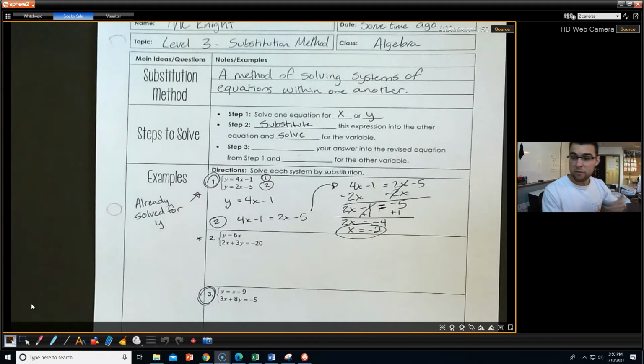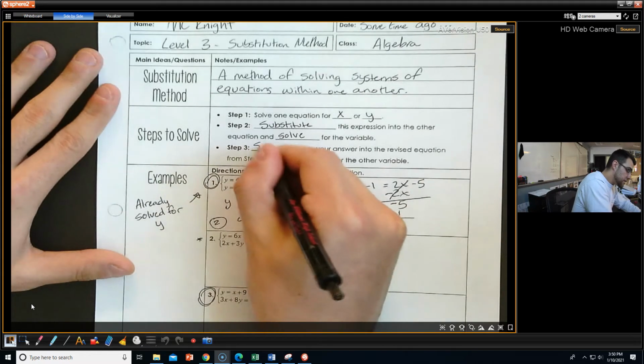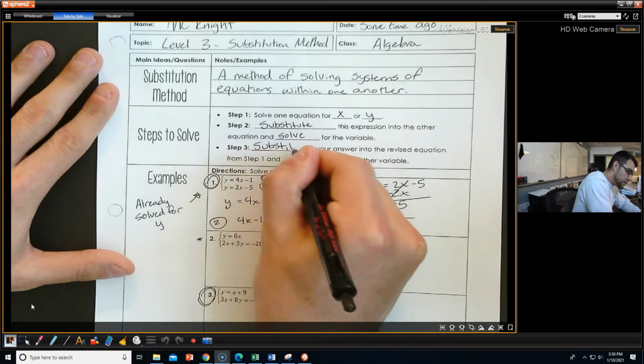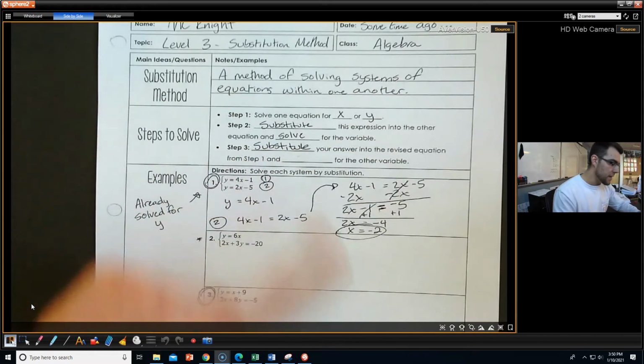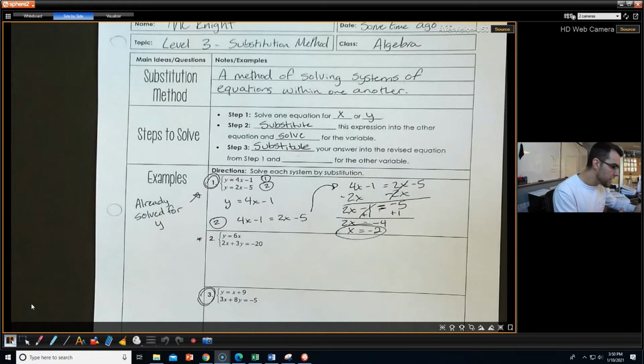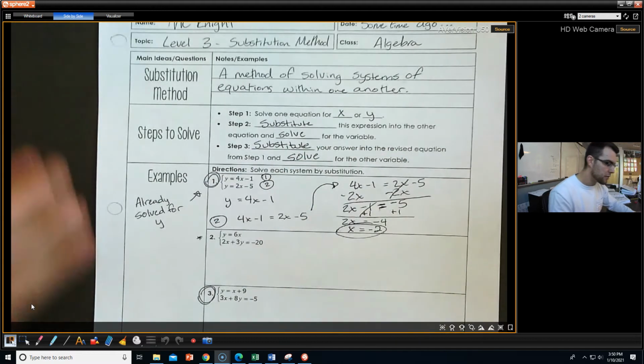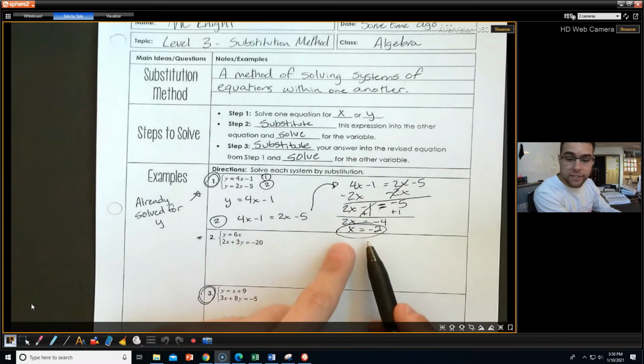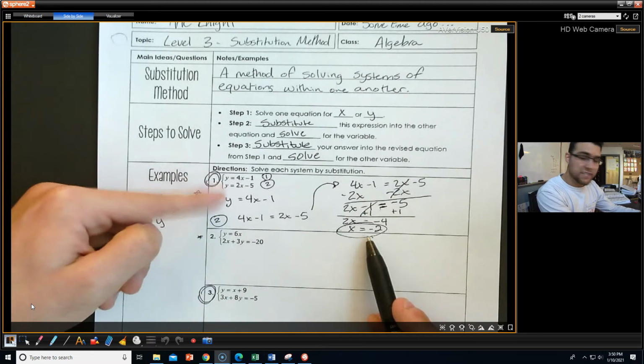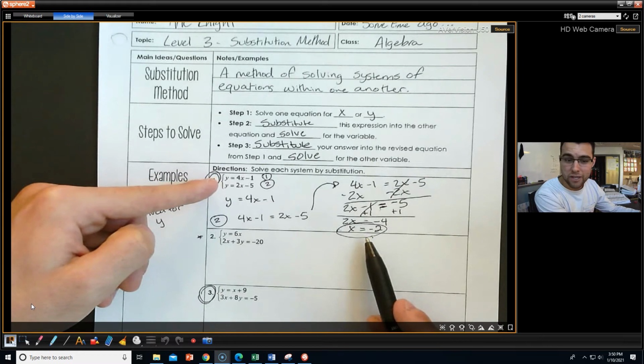Step 3 is kind of rinse and repeat. We're now going to substitute your answer into the revised equation from step 1 and solve for the other variable. What is that referring to? Well, I can substitute this answer, x equals -2, into really one of these equations. It really doesn't matter which one I do.